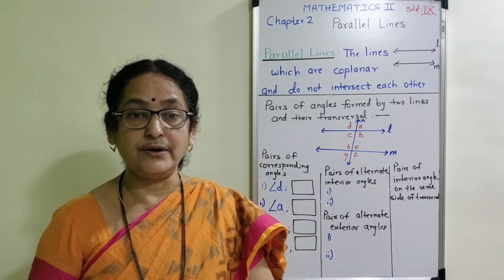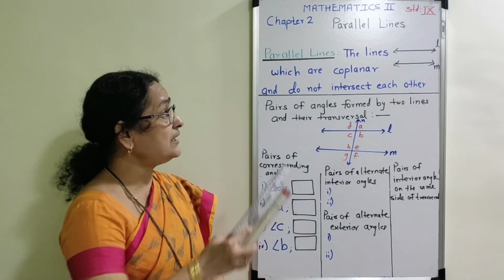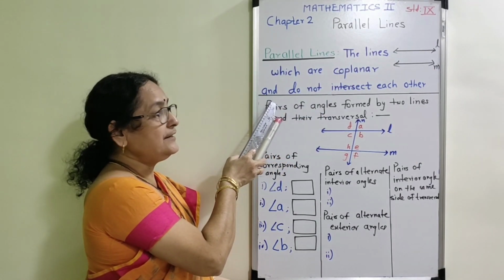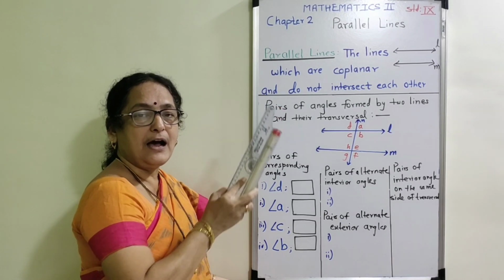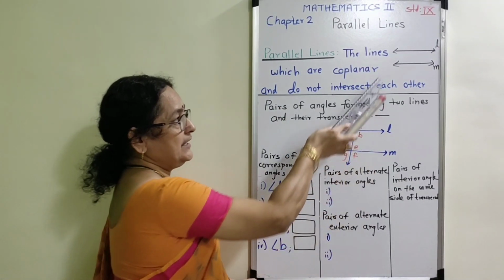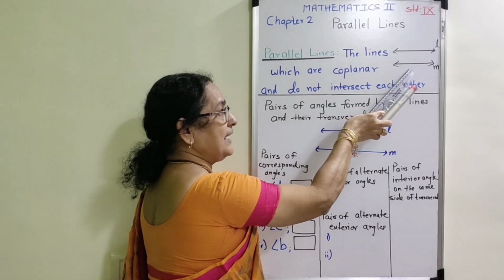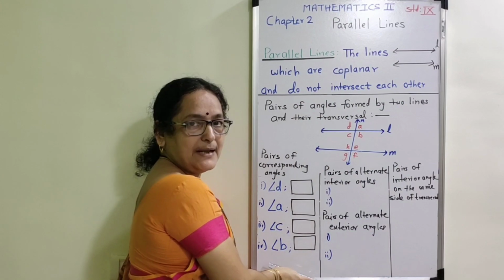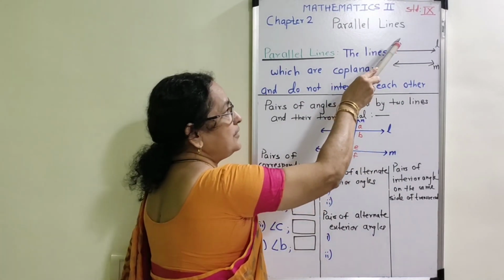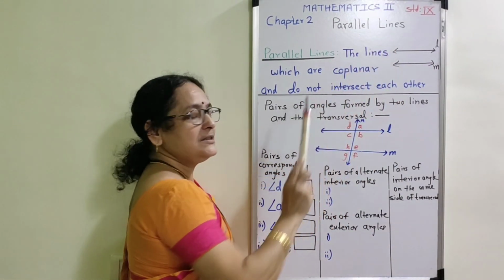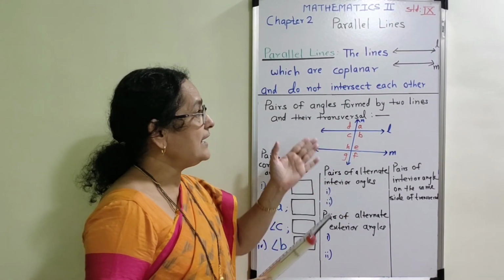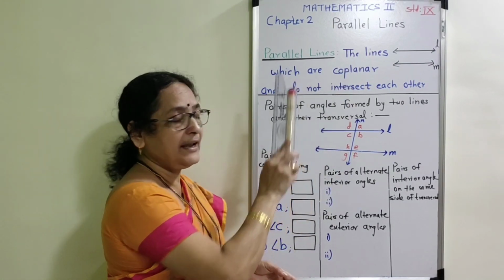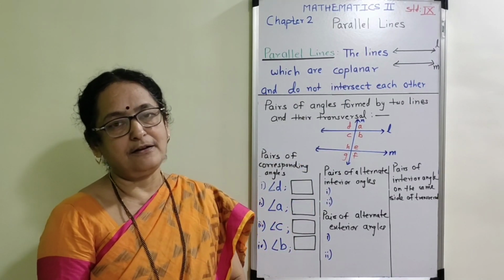No one will ask you the definition, but we will learn the definition that the lines which are coplanar and do not intersect each other are called parallel lines. In the figure, lines L and M are in the same plane. Now the surface of this blackboard is a plane. I have not drawn the one plane where lines L and M are included. Now lines L and M, both the lines are parallel to each other.